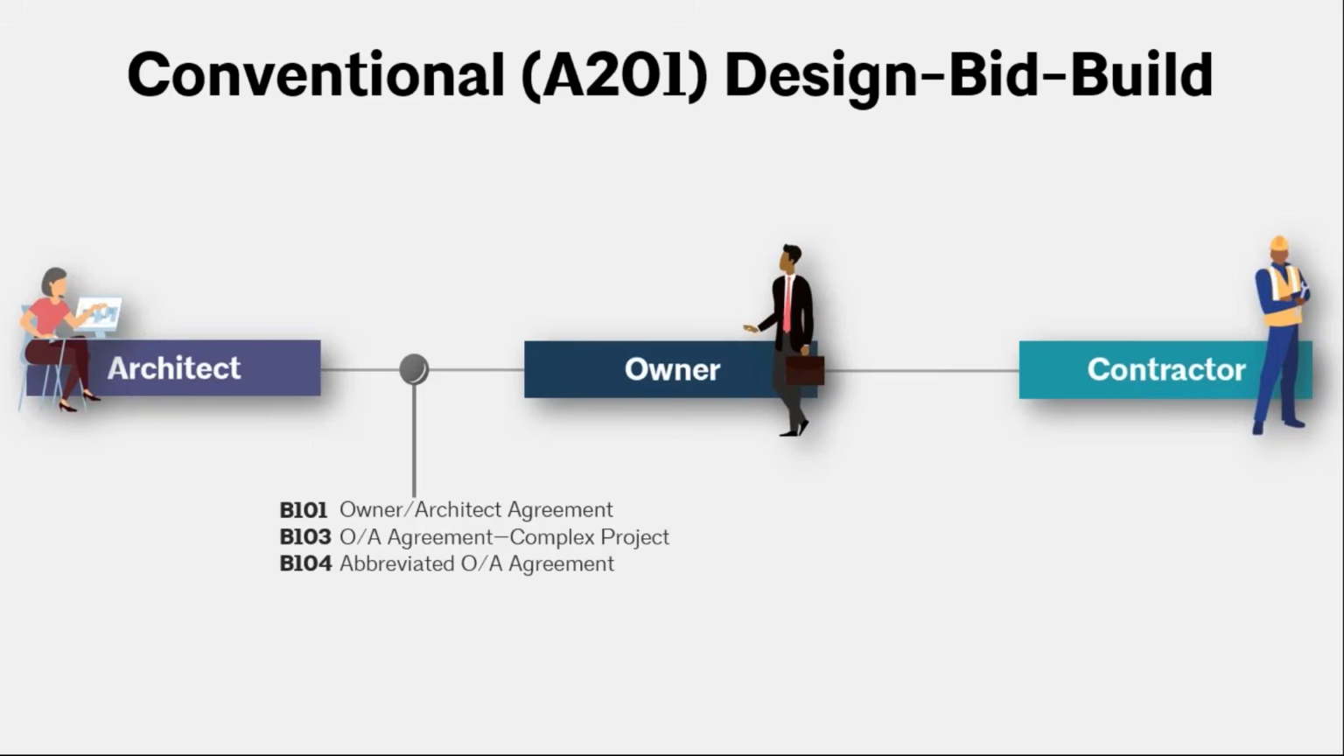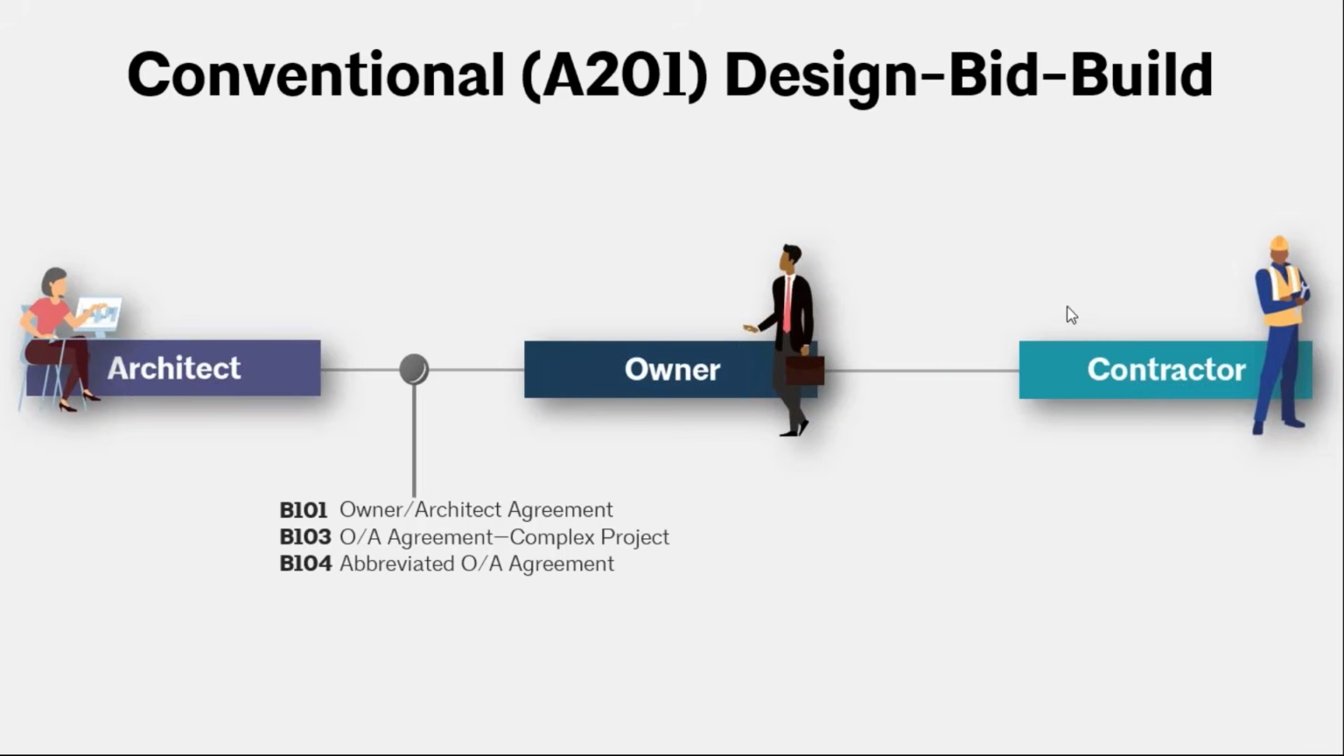documents in mind. So you have your B101, the flagship owner-architect agreement, just a standard owner-architect agreement, again, in a conventional delivery method. Also, if you're working with a more complex project, we have a more lengthy and detailed B103 that you can use, again, for more complex projects. And on the other hand, when you have a simpler project, we have an abbreviated owner-architect agreement. Now, you may see the three different agreements here, not sure which one really applies to you, seeing as complex and abbreviated can be fairly subjective.